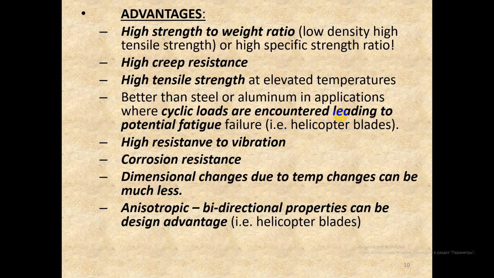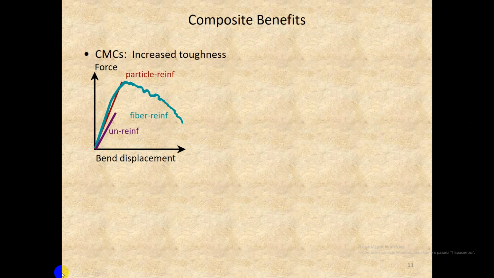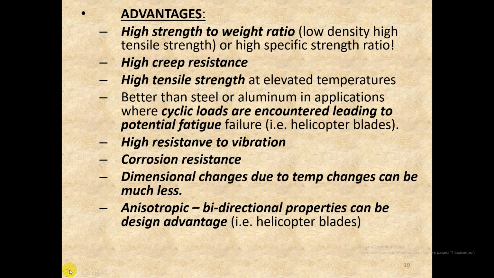Anisotropic. Bidirectional properties can be designed to advantage, that is, helicopter blades. And of course, another advantage of the composite materials is the ease of installation and low dead weight.